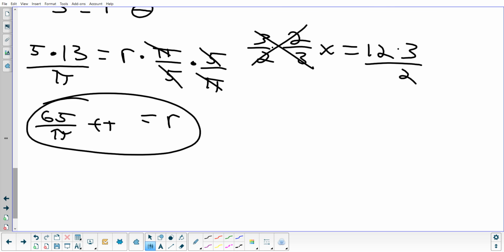Any questions on that? So that's how you use the arc length formula. Okay? Three different things you could find. The last formula we're going to look at is area. Okay, how do we find the area?